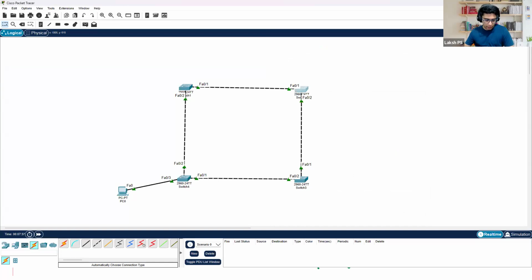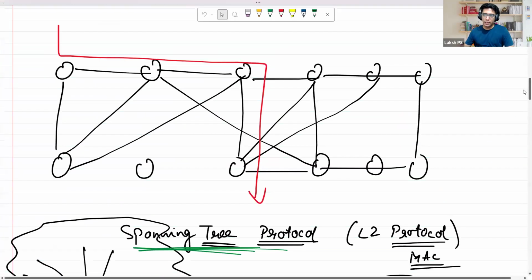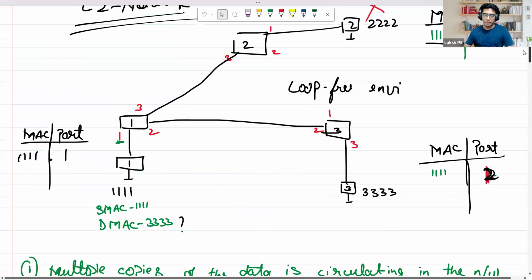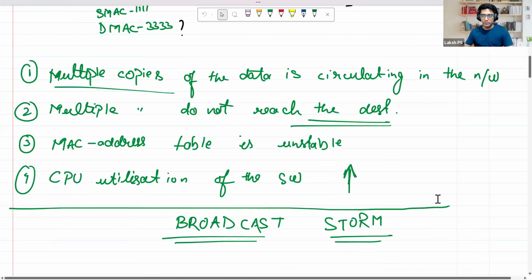When we were understanding what a loop is, we understood that if the same MAC address is received on two different interfaces of a switch, that means there is a loop in the network. And what happens because of a loop? These things are happening. Multiple copies of the same data are circulating in the network.